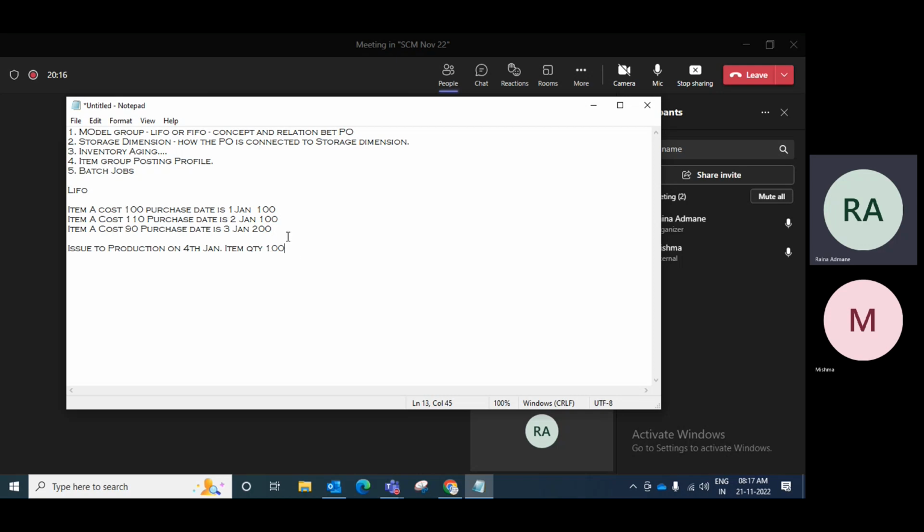But this will not happen when you actually do the transaction in the system. System will not behave or take costing like this. Then what is the purpose of LIFO if it is not working like this? So I tell you how the system works. So now what will the system do? System will create the weighted average.